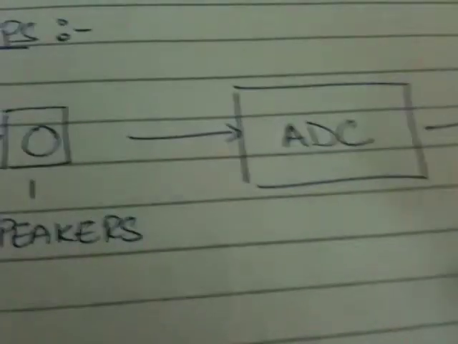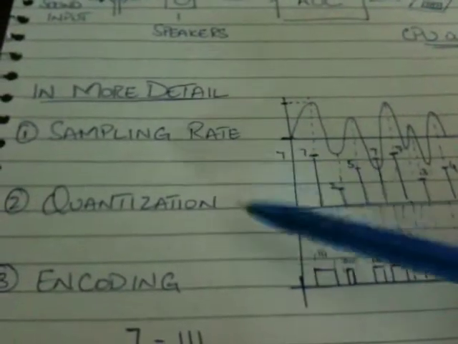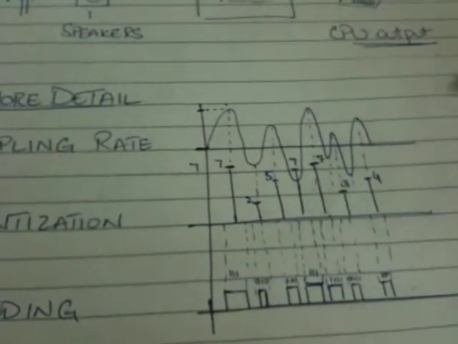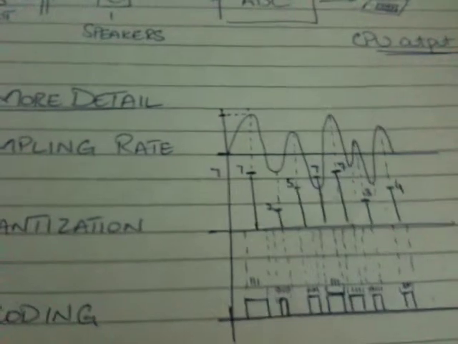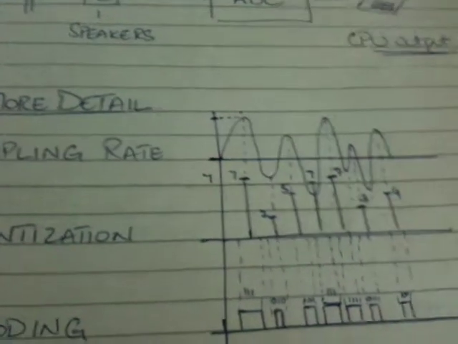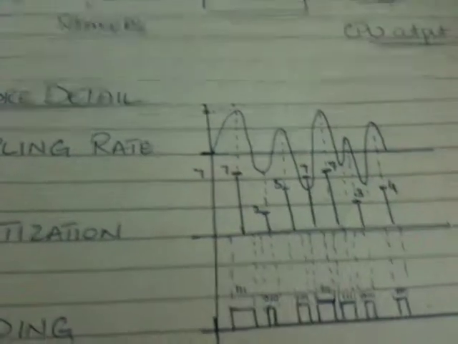So when we have that audio signal, we have 3 stages we have to take care of: the sampling rate, the quantization, and the encoding. In the sampling rate, we define the number of measurements in a specific period of time. For example, we might take 44,000 samples per second, which is something we generally use in the studio.